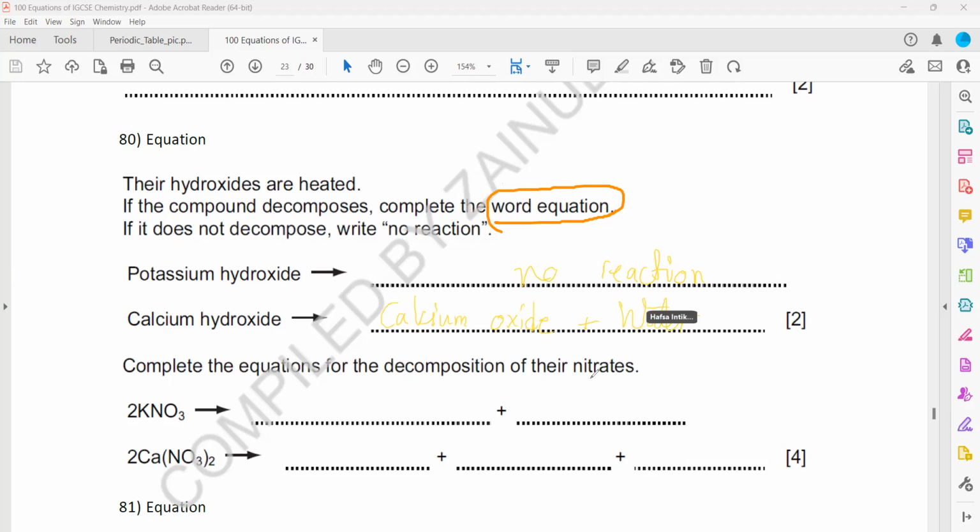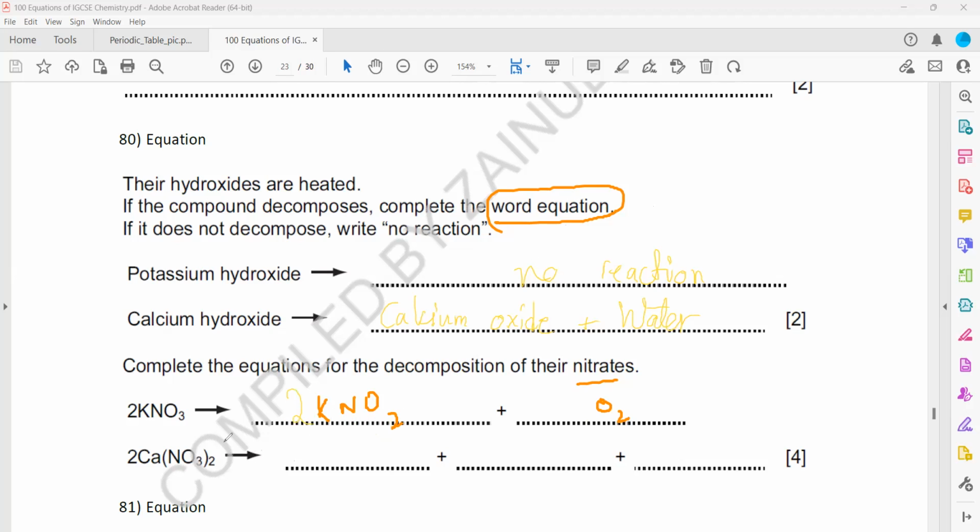Complete the equation for decomposition of nitrates. Potassium nitrate is heated. Now this is a symbolic equation. What is the product when a metal nitrate is heated? It will form a metal nitrite, not potassium oxide. For sodium and potassium, on decomposition it will produce a metal nitrite. So it will produce KNO2 plus oxygen. Then balance this equation. So 2 is here, we put 2. So this equation is balanced.